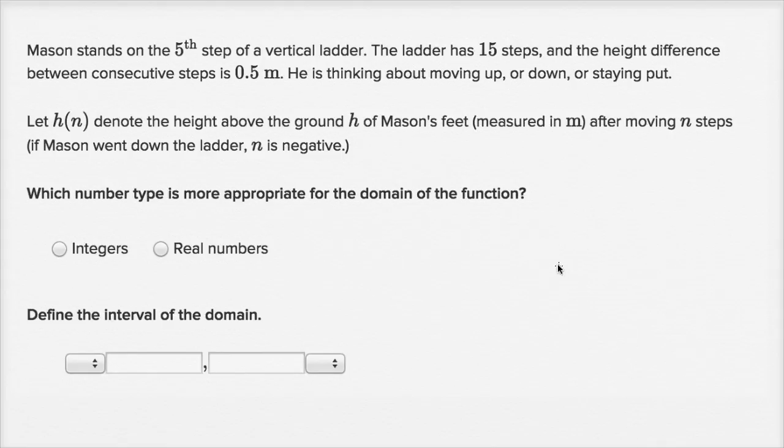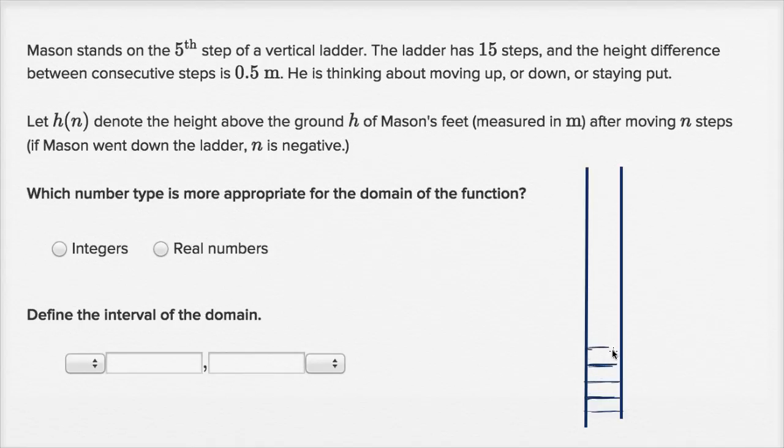So let me draw this ladder that Mason is on. So it's a vertical ladder. So that's one side of the ladder. This is the other side of the ladder. And it has 15 steps. Let me see if I can draw that. So this is the first 1, 2, 3, 4. Actually, I'm going to run out of space. I need to make them closer together. So it's going to be 1, 2, 3, 4, 5, 6, 7, 8, 9, 10, 11, 12, 13, 14, and 15. 15 steps. Let me make sure it's even.